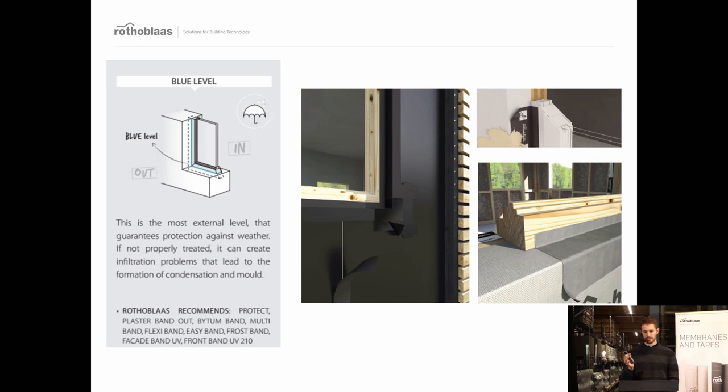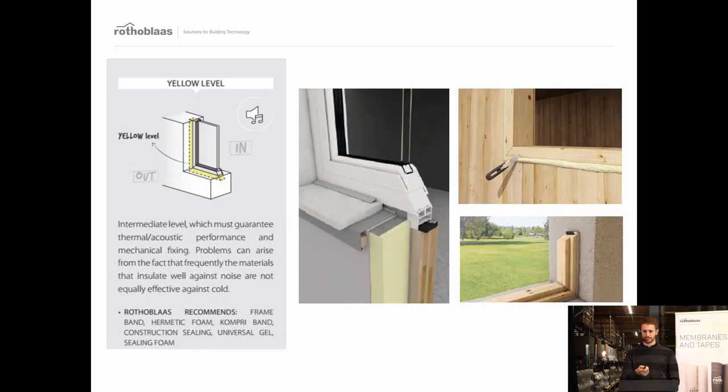So for example, on the outside you have a membrane that covers your window completely, so that air and water can't get through. Of course, this membrane has to be continuous with the other membranes in your building, so that you make sure continuity is there, and it is very important.